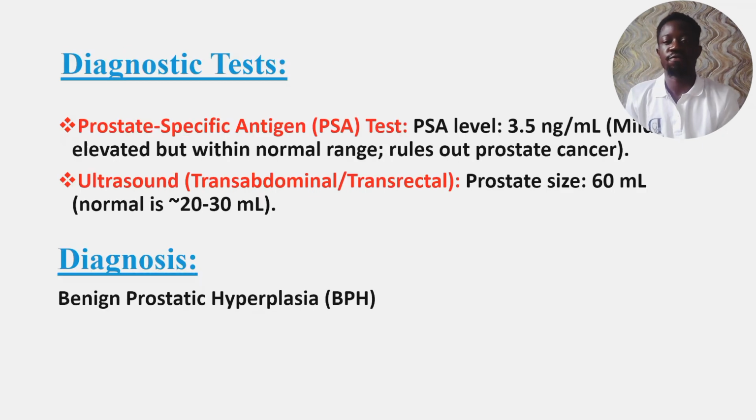Now, other diagnostic tests for this patient. Under the diagnosis, we ordered the PSA test, and the PSA level was 3.5, which showed that the PSA was normal and ruled out prostate cancer, because of the range of the PSA test. We also ordered an ultrasound, especially for prostate size. The normal prostate size would be maybe between 20 to 30, but we saw that the prostate size was 60. So it means this patient was diagnosed with benign prostate hyperplasia.